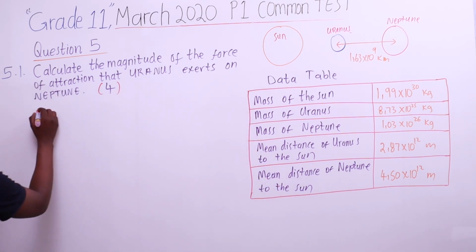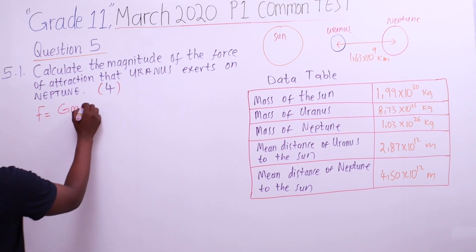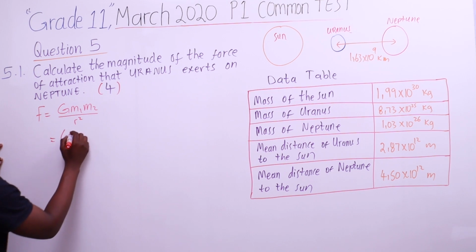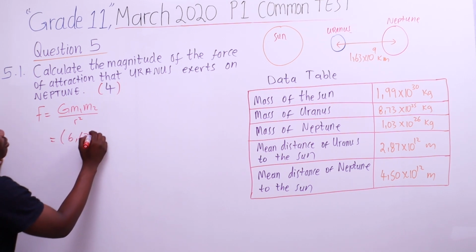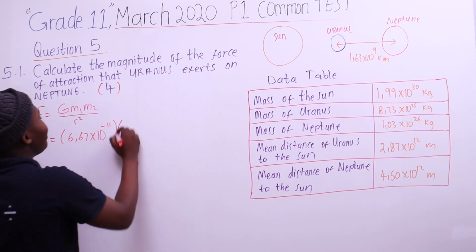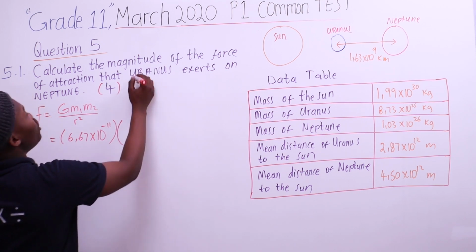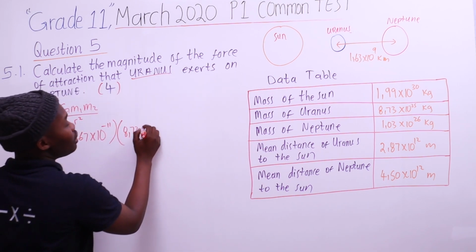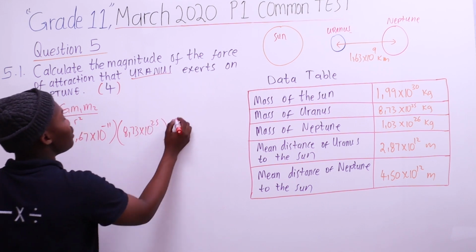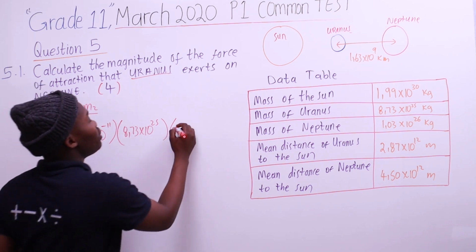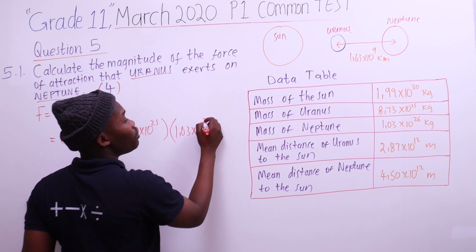So we'll take the formula in Newton's law of universal gravitation, substitute, and get our final answer. F is equal to G M1 M2 all over R squared. You can find it in the data sheet. G is given as 6.67 multiplied by 10 to the negative 11. M1, the mass of Uranus, is 8.73 times 10 to the power 25. And M2, Neptune, is 1.03 times 10 to the power 26.